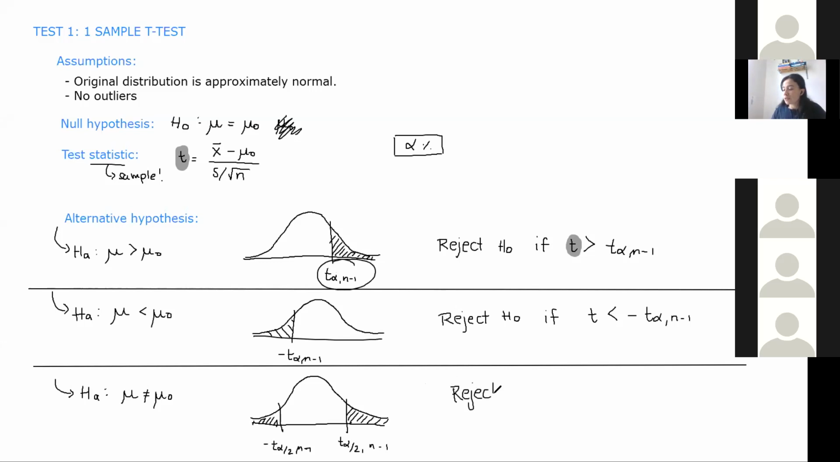So then we're going to reject H naught. We're going to say chance is not a reasonable explanation if t is larger than t alpha over 2, so if it's in the top alpha over 2 percent, or t is smaller than minus t alpha over 2, n minus 1.